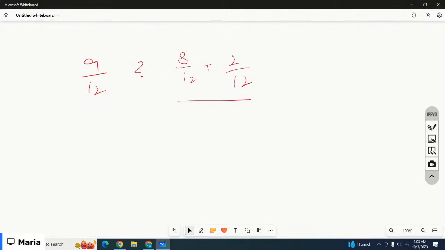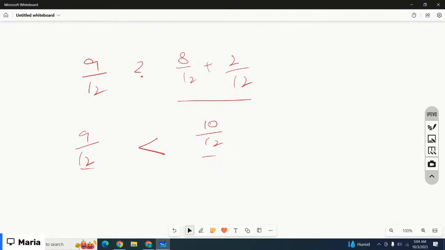They have the same denominators, right? So you simply need to add their numerators. 8 plus 2 is 10 over 12. Now you can compare 9 over 12 and 10 over 12. Is 9 over 12 greater than 10 over 12 or less than 10 over 12? Both fractions have exactly the same denominator, right? When they have the same denominators, you can simply compare their numerators. So 9 is less than 10, right? That means 9 by 12 is less than 10 by 12.